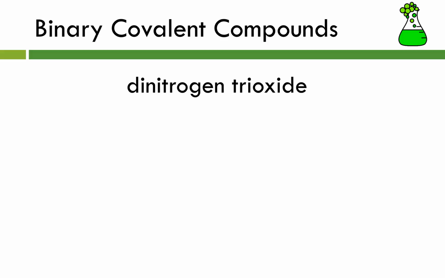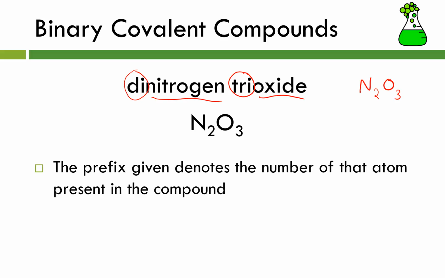Let's say you have the name dinitrogen trioxide. Hopefully you see nitrogen and oxygen right off the bat, so we'll call that N and O. The prefix di means two, so we must have two nitrogens. And the prefix tri means three, so we have three oxygens. And sure enough, we end up with the formula N2O3. Remember that the prefix that is given denotes the number of that atom present in the compound. So again, we've got two nitrogens and three oxygens. That's where the di and tri come from. Hopefully you got them from your reading.